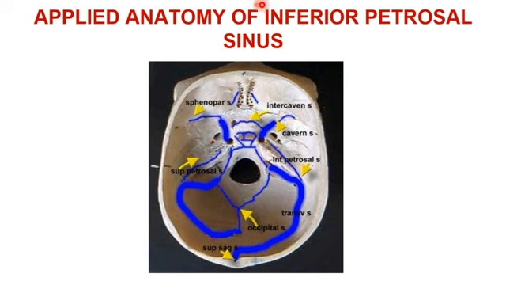Applied anatomy of the inferior petrosal sinus. Thrombosis of the inferior petrosal sinus may occur from infection of the middle ear and the internal ear. This may be associated with ipsilateral involvement of the trigeminal and the abducens nerves. This condition is known as Gradenigo syndrome. Gradenigo syndrome is a triad of symptoms involving middle ear infection known as otitis media, facial pain, and abducens palsy. This is usually due to infection in the petrous temporal bone.